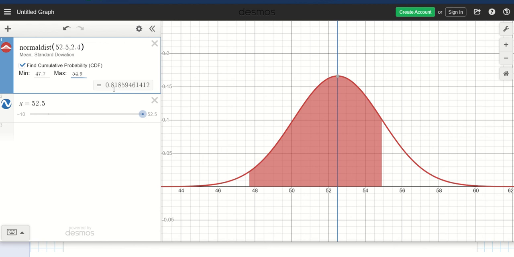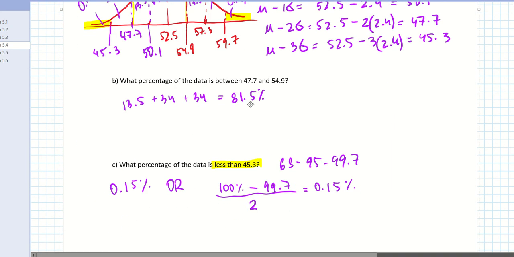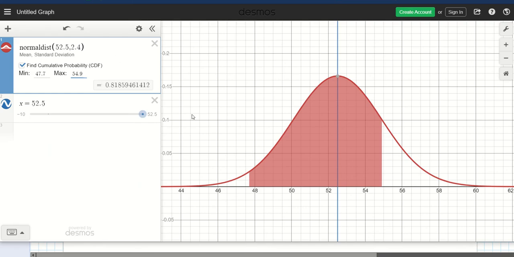If you look here, the answer is in decimal form, but you can convert it to percent by multiplying by 100. Right now it's showing 81.85, so basically 81.85%, and that's the answer that we got in our case. If you look at part B, we got 81.5, so I rounded to 1 decimal. This one shows a lot more decimal places because it's a lot more accurate. But again, you can get the same answer just using the graphing calculator. So let's do part C.